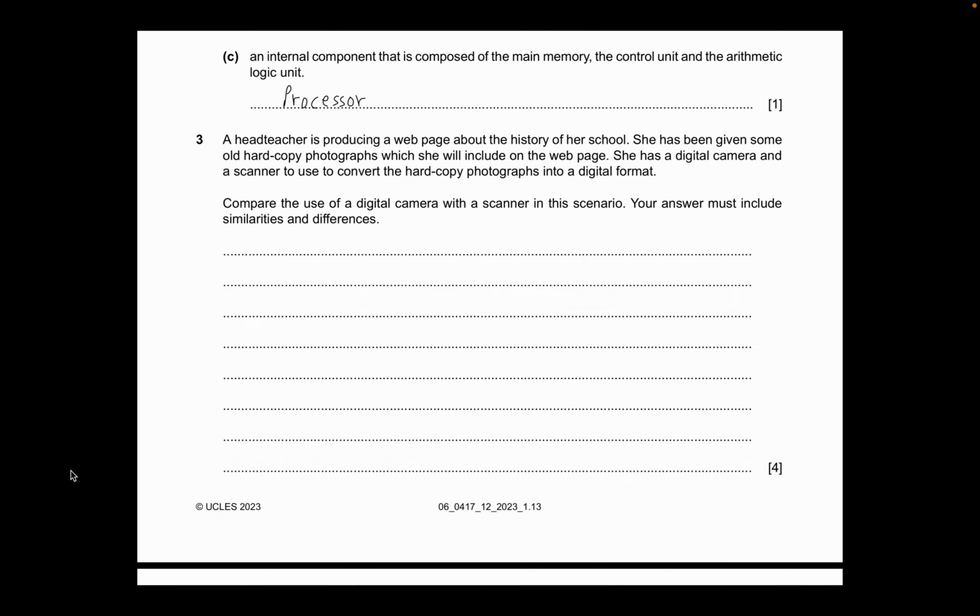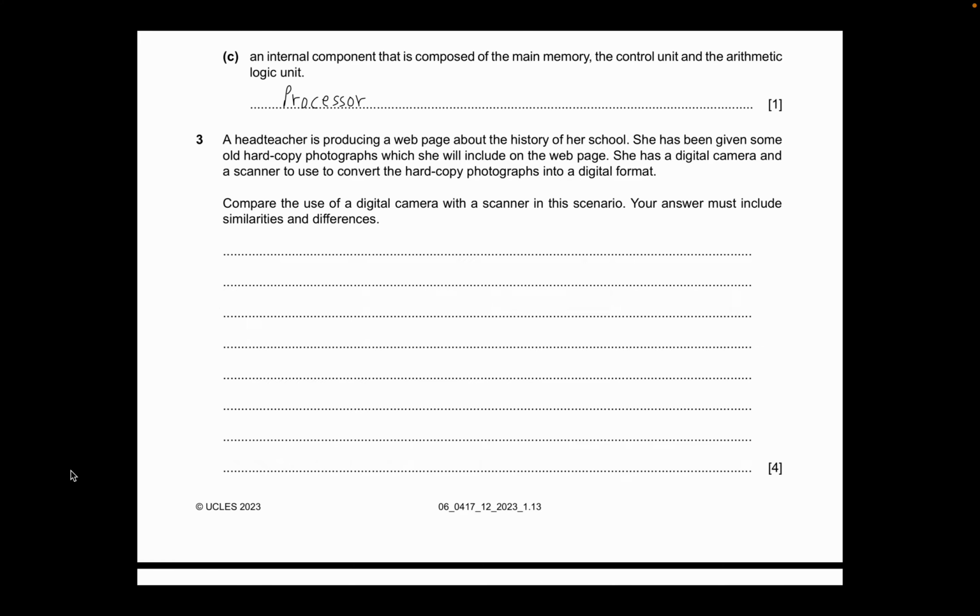So this is only for 4 marks. And on top of that, they're asking us to compare between the use of a digital camera with a scanner in this case. If you look at the question carefully, she has been given all the hard copy photographs, right? Which she will be including on her webpage. So she can either use a digital camera or a scanner to convert those physical ones into digital form, which she can put in the webpage. So do read the question really carefully before you answer it. Okay, we have to find out the similarities and differences between the digital camera and the scanner. Which one is better to convert the physical copy of the photographs into digital format to be pasted into the web page, right?